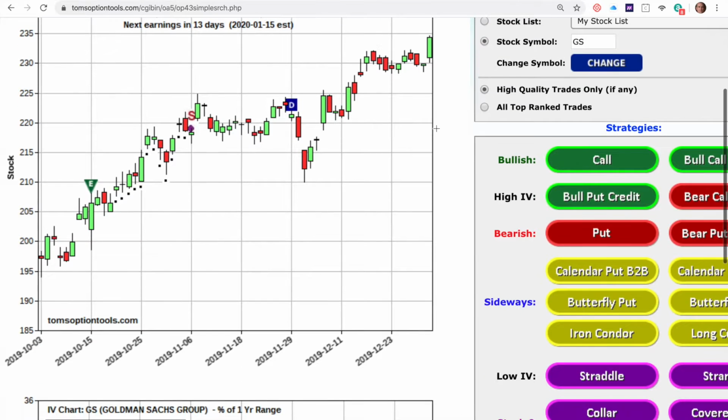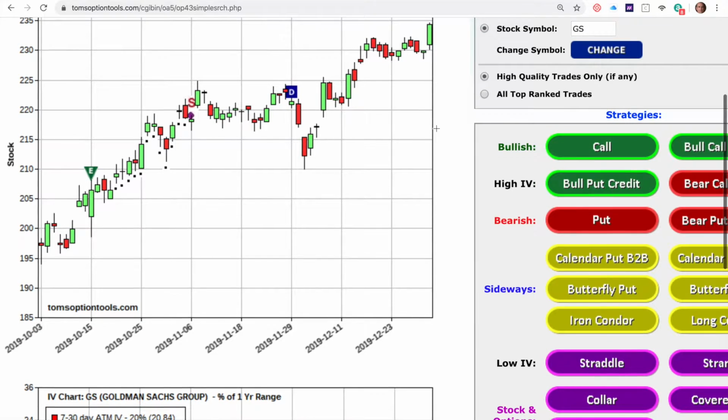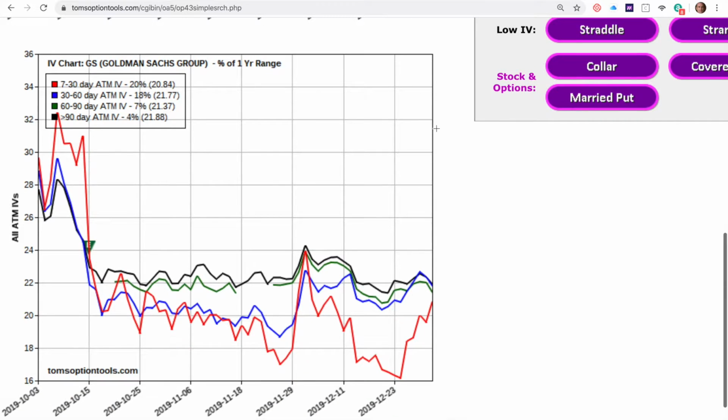Now, the next question that you should have when you're placing an option trade is, what's the implied volatility? To answer that question, you scroll down to the IV chart, and it will tell you whether the IV is high or low based on where it's been in its range. So notice here that the IV has been as high as just over 32 and as low as just above 16, and is currently in the low 20s. All right, so it's in the low part of its range.